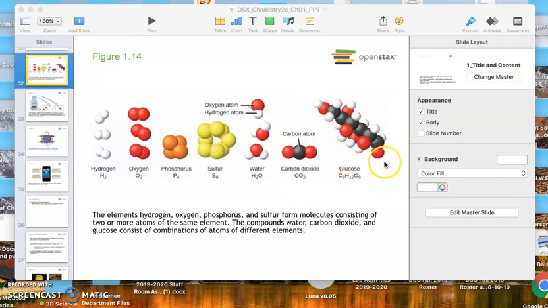Here is a molecule of glucose, C6H12O6. And so here we can see 6 carbon atoms, 6 oxygen atoms in red, and then 12 hydrogen atoms in white.